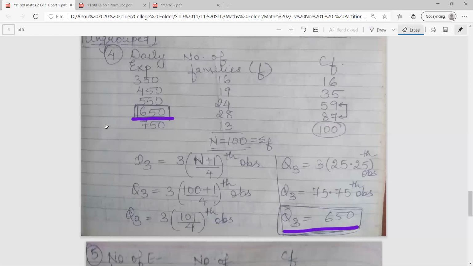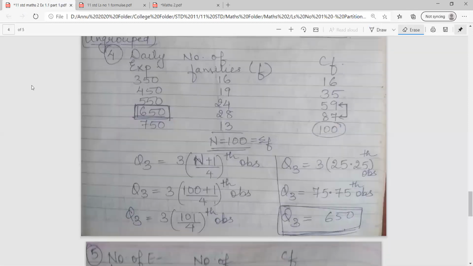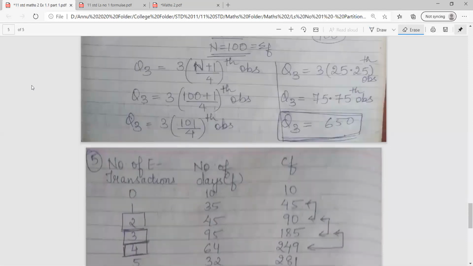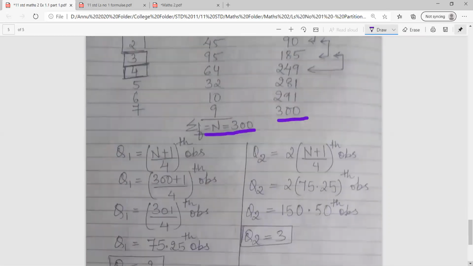So with this, the fourth sum is over, and I hope you all are clear with the sum. Moving forward to sum number 5. Calculate all the quartiles for the following distribution. So do you observe, class, which kind of data this is? Correct. Again, this is ungrouped data. So the very first thing you'll be preparing is the CF. So this is how you can prepare the CF, and after preparing, you can see the final answer is 300 over here, the value of N, that is summation F.